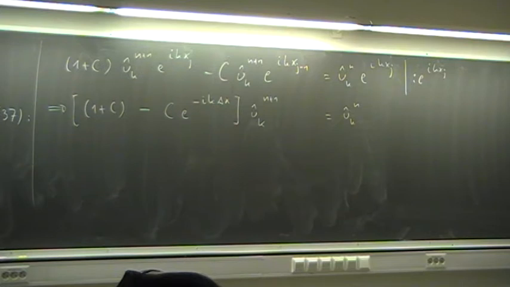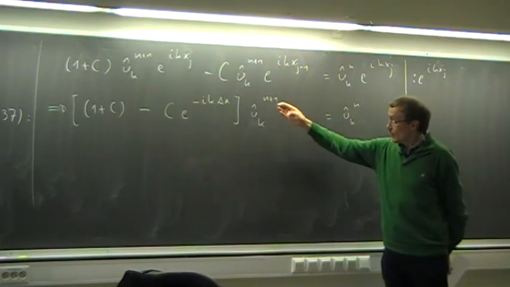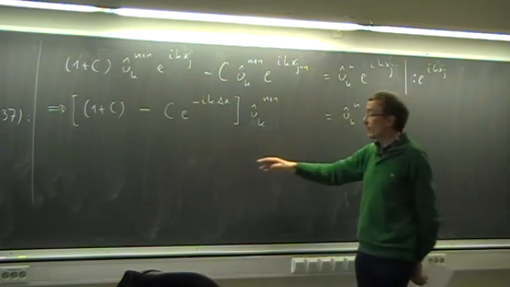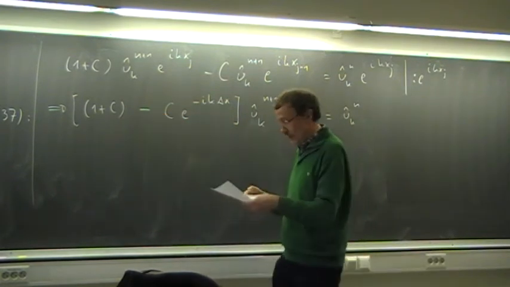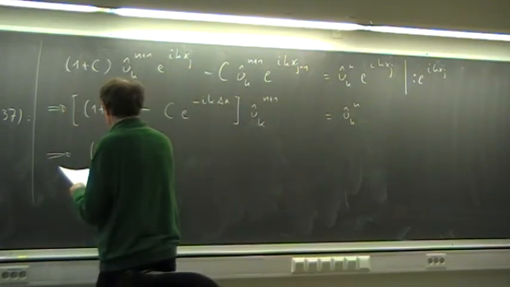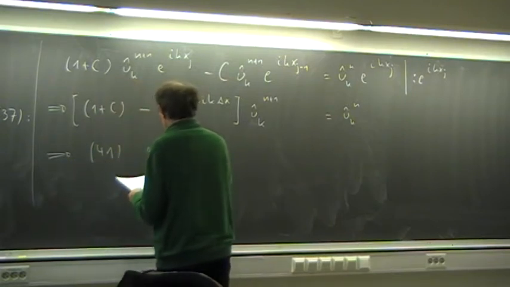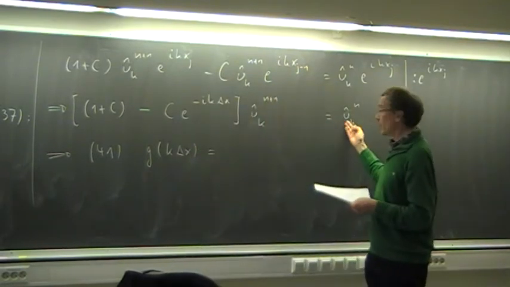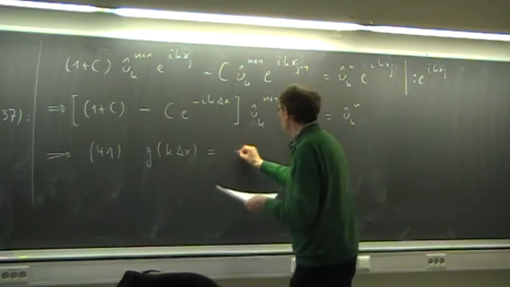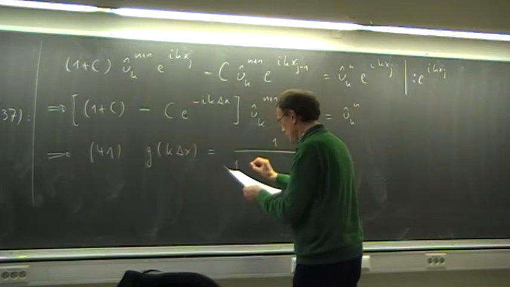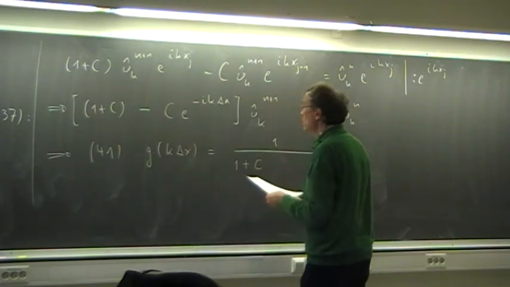And then we see what the amplification factor is. That is the ratio of the amplitude at the new time level divided by the one at the old time level. So in that case we simply have to divide by this to see that, and then we see that it's 41, that the amplification factor g of k delta x is equal to this divided by this. If we look at that, we get then 1 divided by what we have in square brackets. It was 1 plus c.